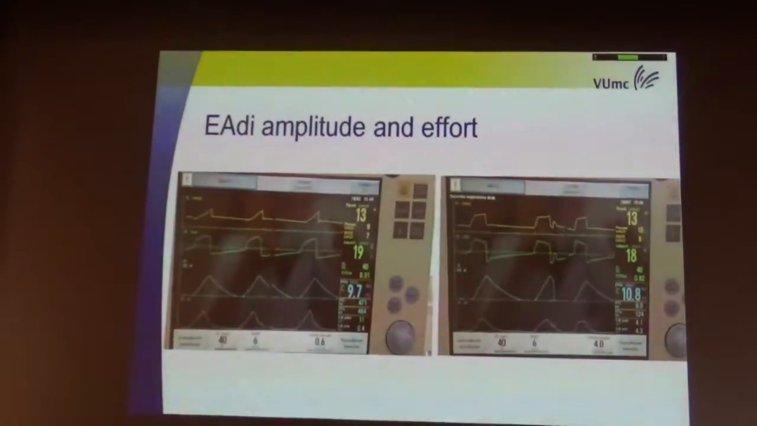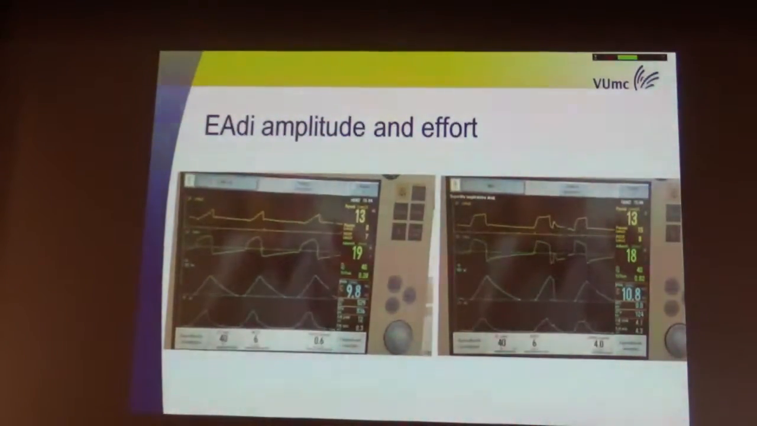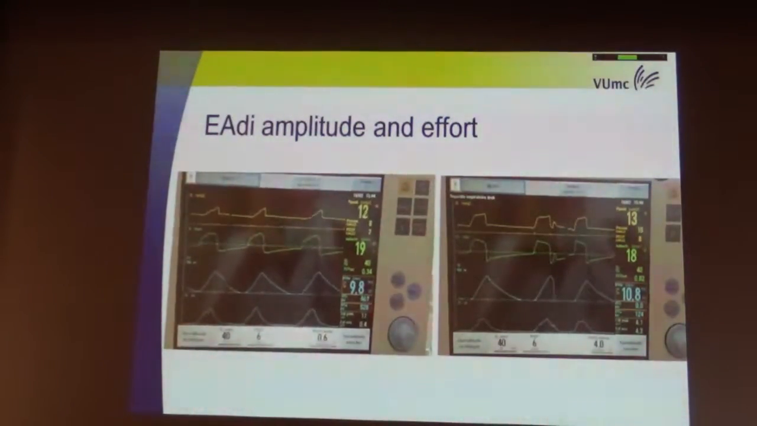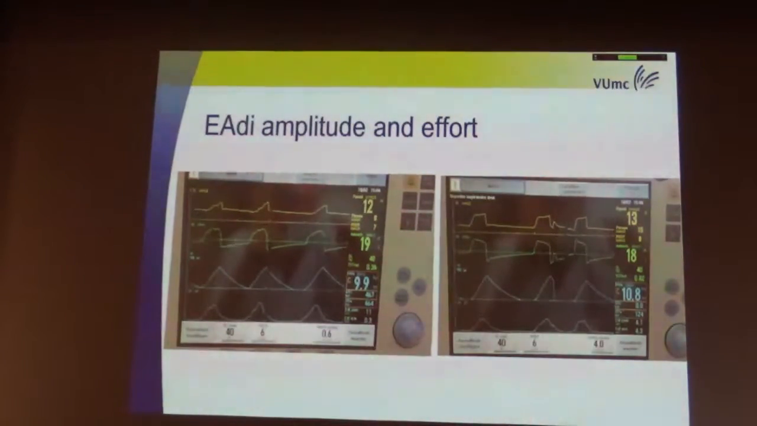And as shown right here, this is one patient at different levels of assist, at 0.6 level of NAVA and 4, with a good pressure support as well. But I actually want to demonstrate that the amplitude of the signal depends on the amount of assist by the ventilator. The more assist the ventilator provides, the lower the respiratory effort by the patient, and therefore the lower the amplitude of the signal.